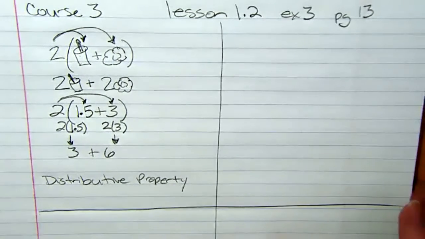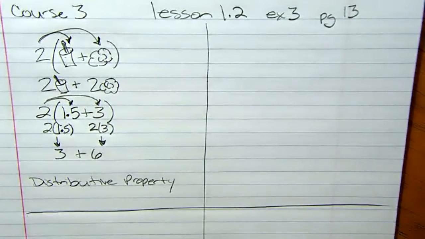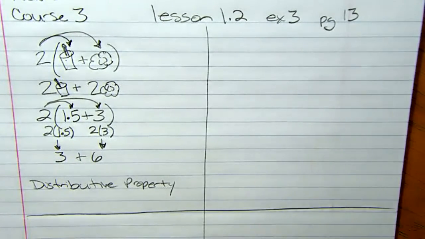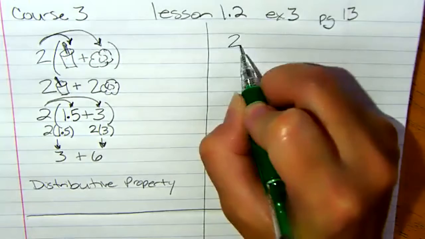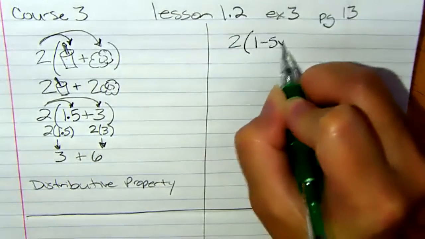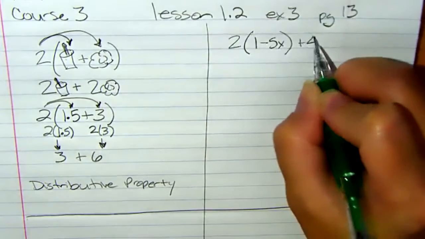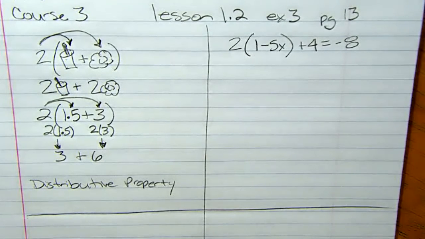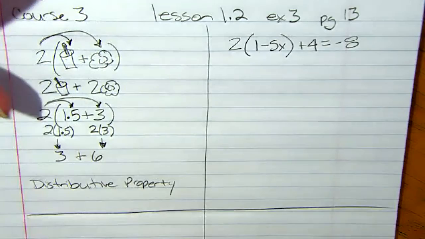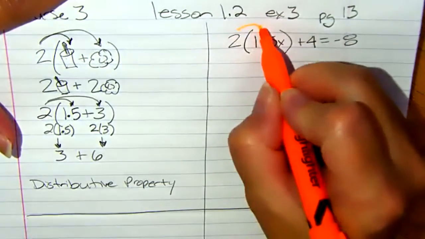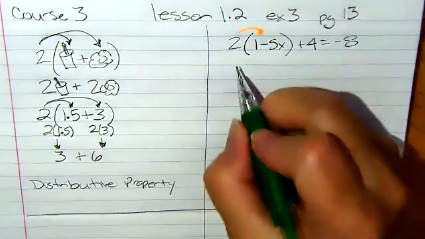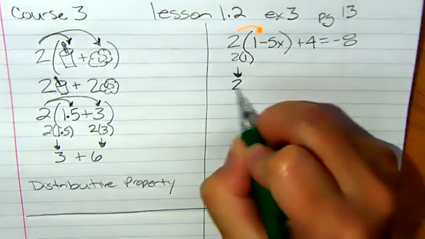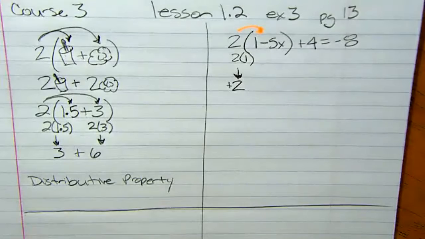Now, how does that apply to what we're doing? Solving multi-step equations. How does the distributive property apply to that? Well, let's find out. 2 times (1 minus 5x) plus 4 equals -8. Okay, the very first thing we want to do in this problem is distribute. So this is 2 times 1, and that will give us 2. And you can even write positive 2.